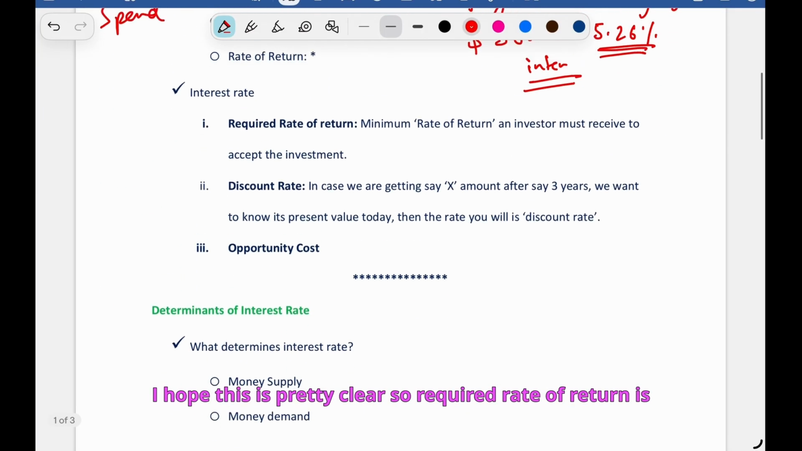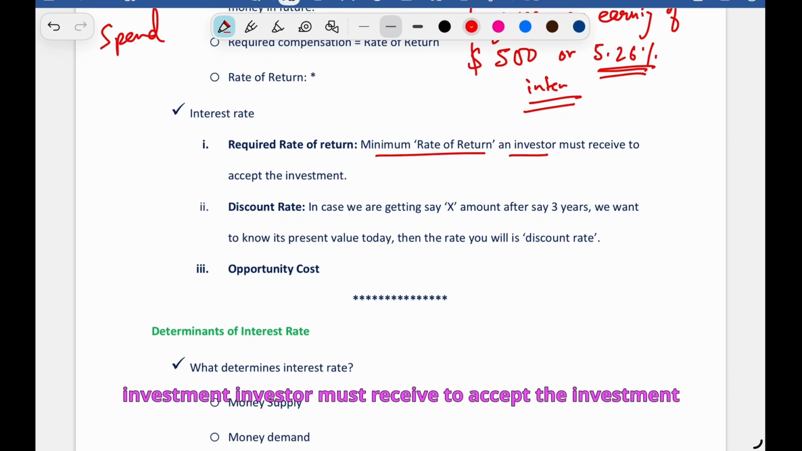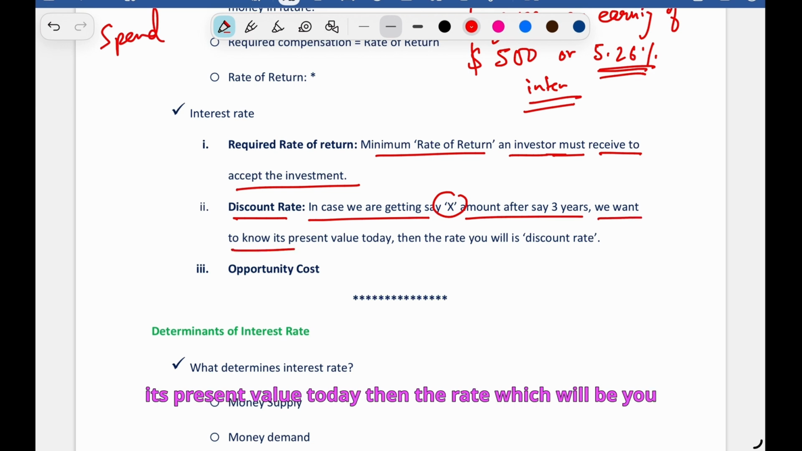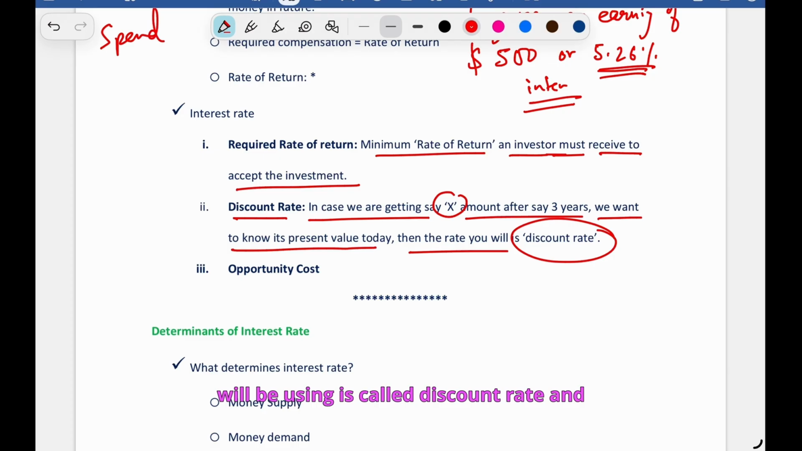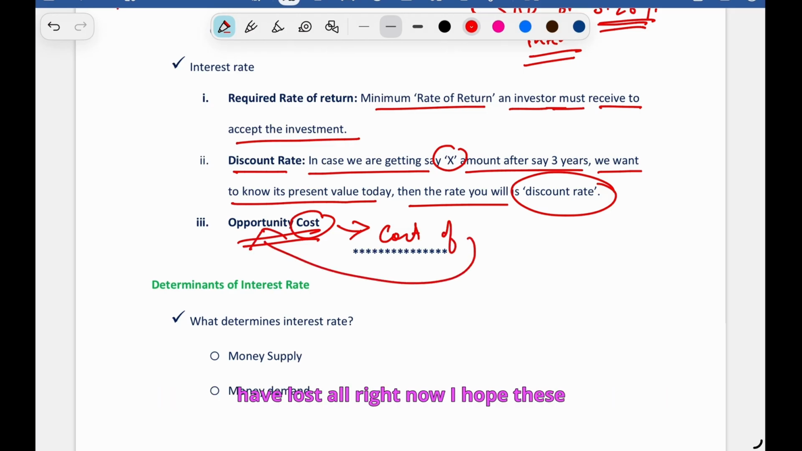I hope this is pretty clear. So required rate of return is also called minimum rate of return, and investor must receive to accept the investment. Otherwise, he or she will not accept. Discount rate is, in case we are getting say X amount after 3 years, and we want to know its present value today, then the rate which you will be using is called discount rate. And opportunity cost is the cost of the opportunity which you have lost.